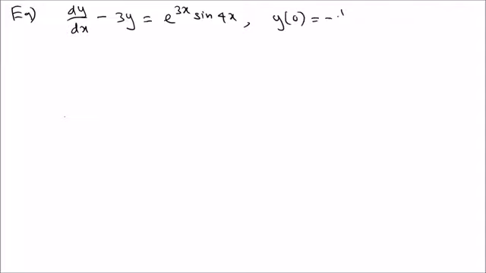This is the first example. So example number 1. Let's say we have dy/dx minus 3y equals e to the 3x sine 4x, y(0) equals negative 1/4. So you can see that this is a first order linear differential equation in the right form.